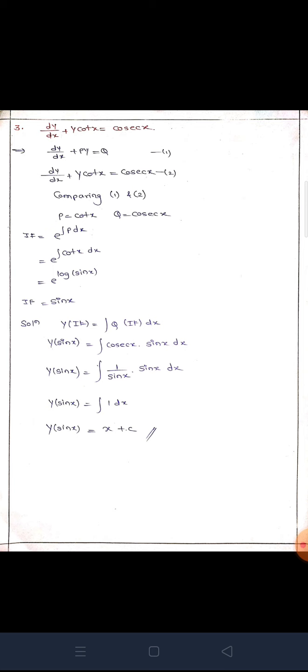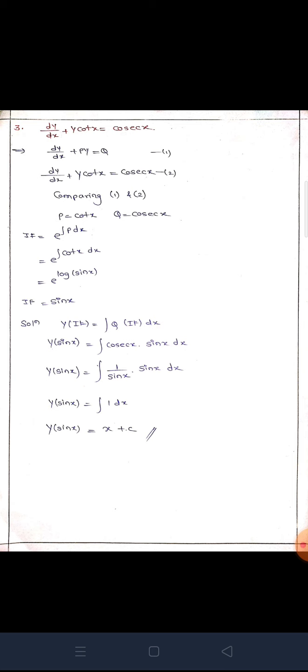Now find the integrating factor, that is I.F. is equal to e raised to integration of p dx. In the next step, e raised to integration of the value of p, which is cot x dx. Integration of cot x is log of sin x, so e raised to log of sin x. So what is the integrating factor? Sin x.